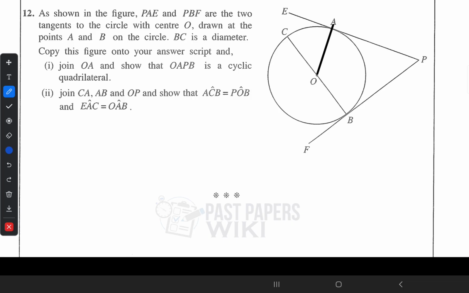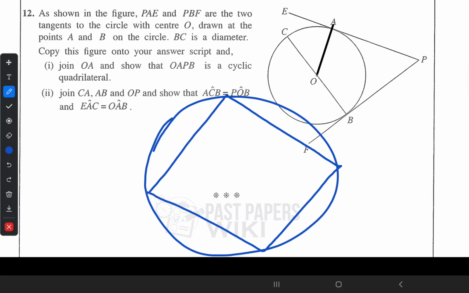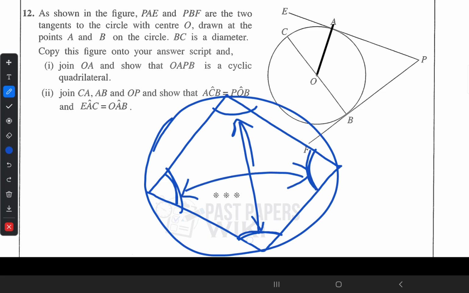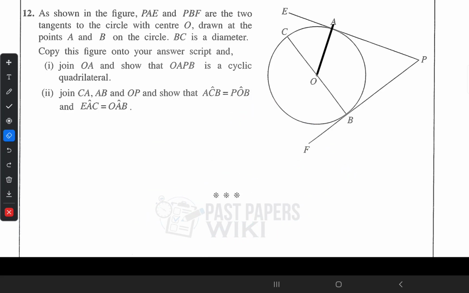Cyclic quadrilateral means we know that in a cyclic quadrilateral, how can we determine this one as a cyclic quadrilateral? Opposite angles sum to 180. That is the only condition to check whether that is a cyclic quadrilateral or not. If the sum of these two angles is equal to 180 and these two angles are also equal to 180, that can be concluded as a cyclic quadrilateral. That's the thing we are going to show over here.